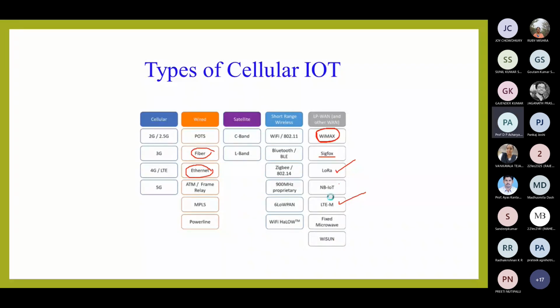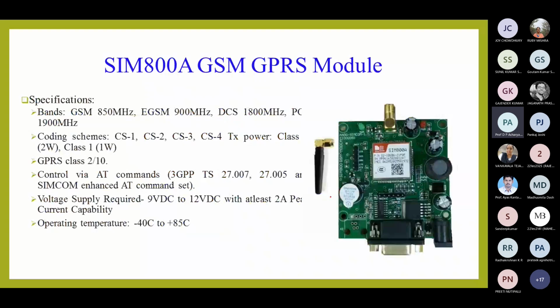Coming to development of the modules, IoT-based modules based on these cellular technologies, many companies have standard modules. First we talk of the GSM GPRS module. There is SIM 800, then SIM 900. These are the modules that are available for GPRS communication. You can see its antenna here, through an SMA connector.